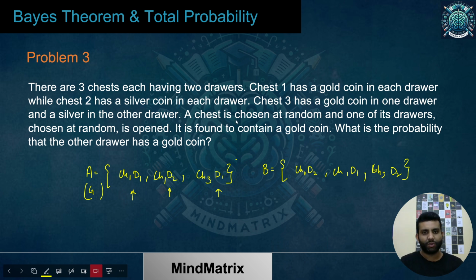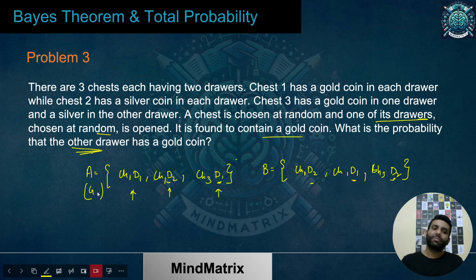See over here, the chest is chosen at random, one of its drawers was chosen at random, found a gold coin. What is the property? That other drawer. So if D1 was chosen, then the other drawer is D2. If D2 was my first drawer, then the other drawer becomes D1. Similarly over here, if D1 was the first drawer chosen, then D2 becomes my other drawer. Okay, so I hope this is clear.